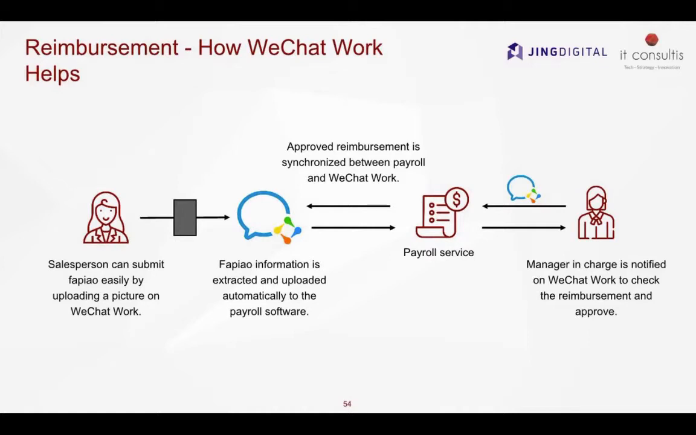So the idea is the same as before. As a salesperson, you go out for lunch with a client, and on your way back in the taxi, the way to get the reimbursement is you take the fapiao you have, you take a picture of it, and send it to a chatbot. This chatbot will recognize you because you are using your WeChat Work, will send this request for reimbursement of an expense to the payroll system, then automatically send the question to your line manager through WeChat Work also for the approval.